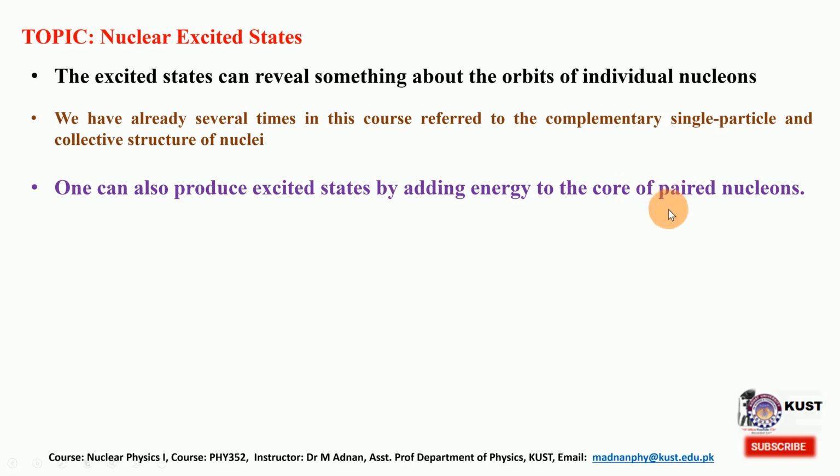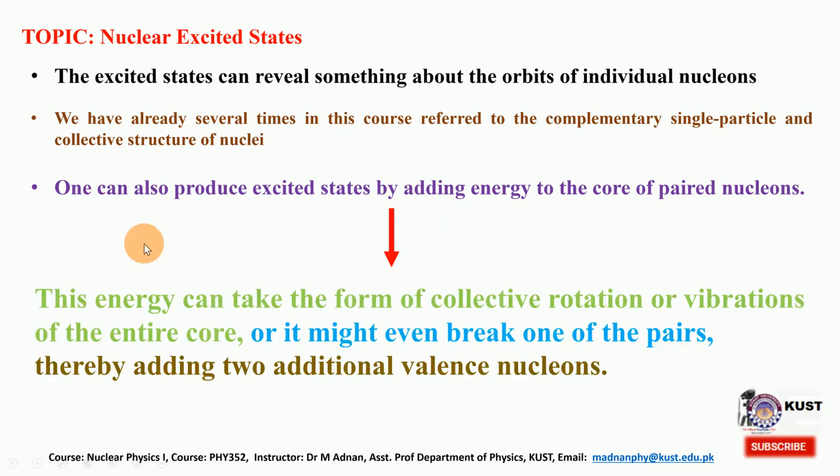So in that regard, sometimes these paired nucleons take part in various aspects that we have discussed. In the same way, if one gives energy to the nuclei, excitation can be produced with the paired nucleons rather than with only the unpaired or valence nucleons. Now, by adding energy to the nuclei, that energy can take the form of collective rotation or vibration of the entire core. That is, the core part of the nucleus is that part which is uniformly dense.